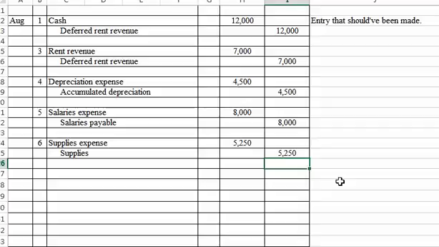Listen, you guys, I know a lot of these adjusting journal entries are a review, although some of the calculations were a little tricky.